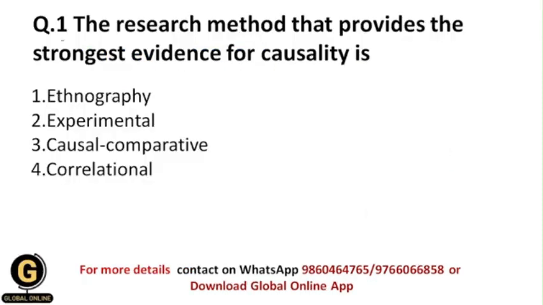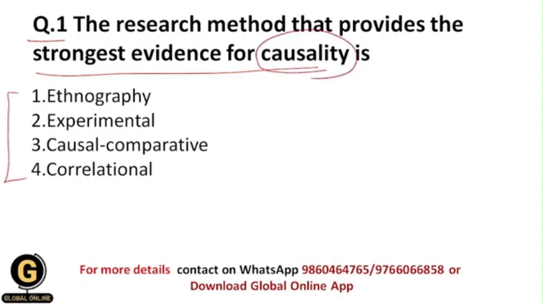Okay, the first question is: the research method that provides the strongest evidence for causality is. So among these options, which is the research method which provides us the strongest evidence for causality? Causality means the cause and effect relationship between the variables. Whether it is ethnography, experimental, causal comparative, or correlational, let us think step by step about the meaning of each and every research method.